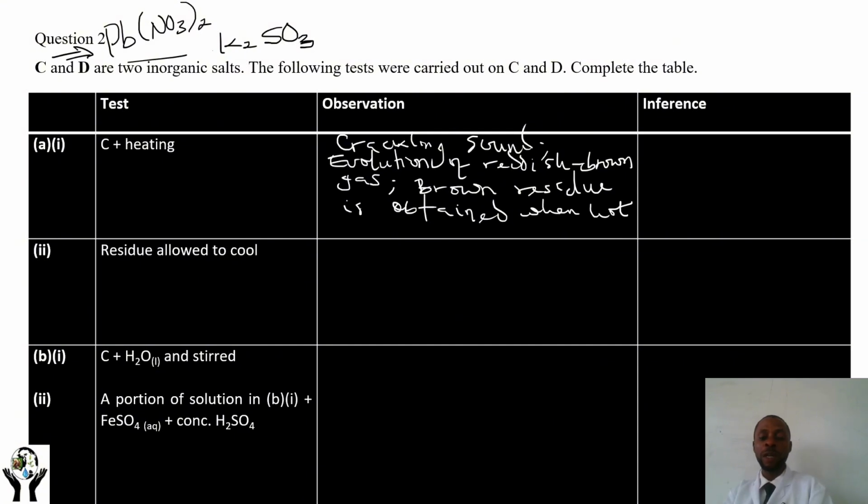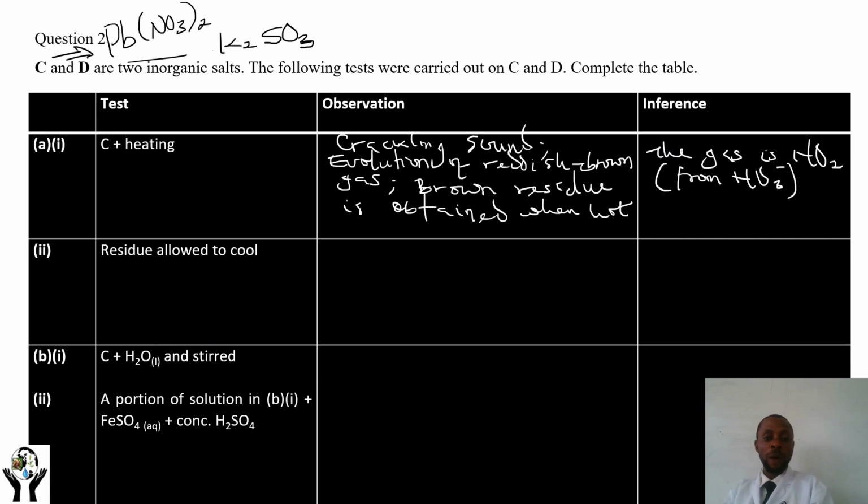So your inference for the reddish brown gas is that the gas is NO2. However, it's not the gas itself you are testing for. You want to identify the anion. So that NO2 indicates that it is coming from the presence of NO3 minus in that salt. If you have used a litmus paper, you are going to state as inference that the gas is acidic because it will have turned moist blue litmus paper to red.